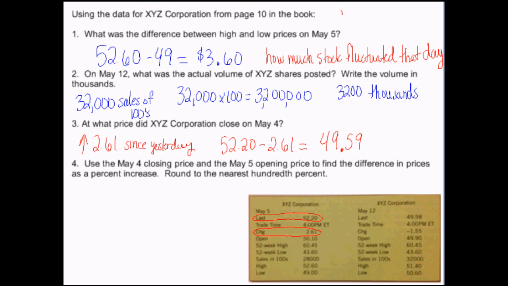We've got May 5th open was 50.10, and we figured out the May 5th close was 49.59. So this is going to be our old, and this is going to be our new. Okay. So we're going to do new minus old divided by old. Okay, so 50.10 minus 49.59 is going to give me what?